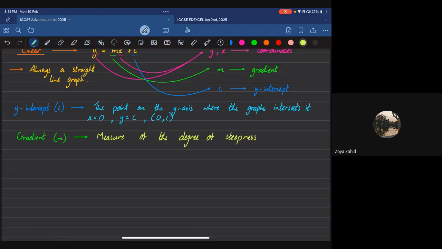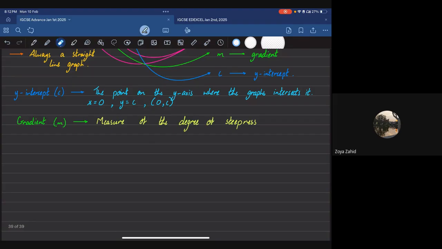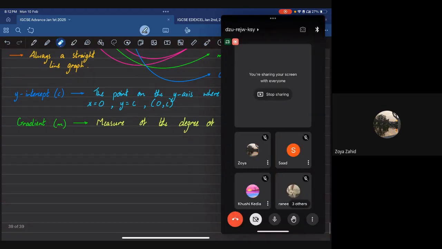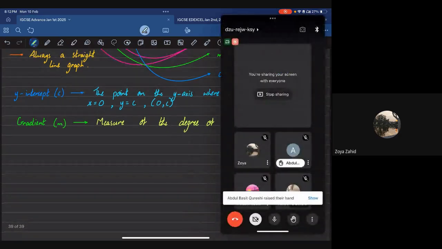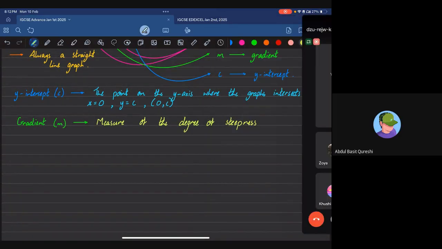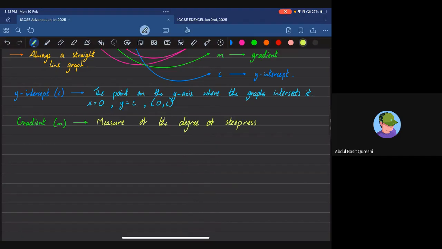Okay. How do you calculate it? How do you calculate gradient, guys? Who can tell me? Yes, Abdul Basit. y2 minus y1 over x2 minus x1. Yes, what Basit said. Technically, what Basit meant was that your gradient is equal to change in y over change in x. Why does it mean this?